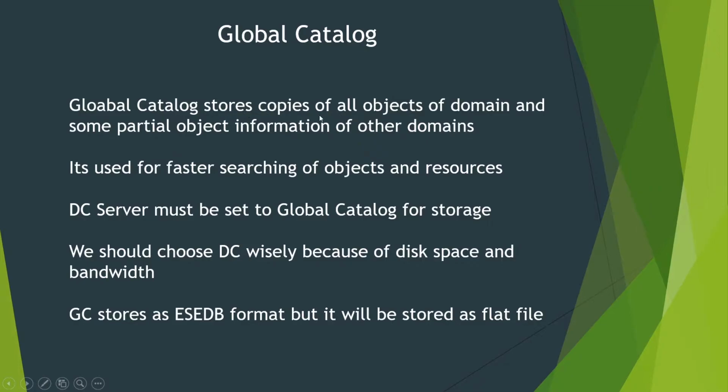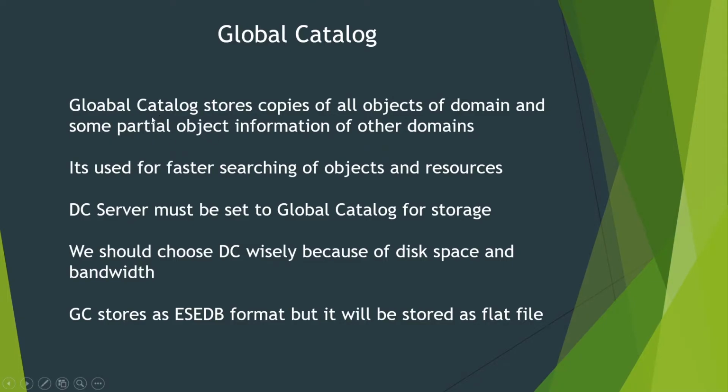So this catalog stores copies of all objects of the domain. It stores a copy so that the domain controller can easily search over this global catalog and find the resource, like the location of a printer, etc. If the domain controller wants to find out the printer, it can use this global catalog to find that.